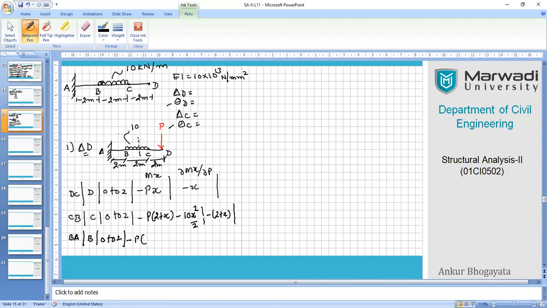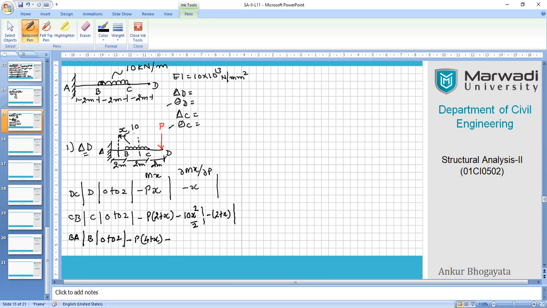Now x is here. Please understand. X is here. This is the x. This much is the x. So it has to travel. This point load has to travel 2 plus 2, 4 meter. So it will be 4 plus x. Right. Then negative total UDL.